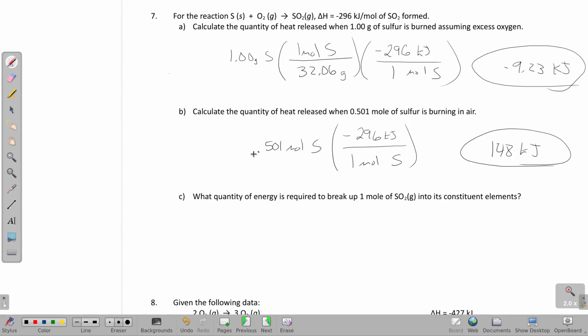Now, next one's actually not going to involve any math at all, because it just wants to know how much energy is used to break up 1 mole. Well, that's how much is in that balanced equation, so it requires 296 kilojoules.